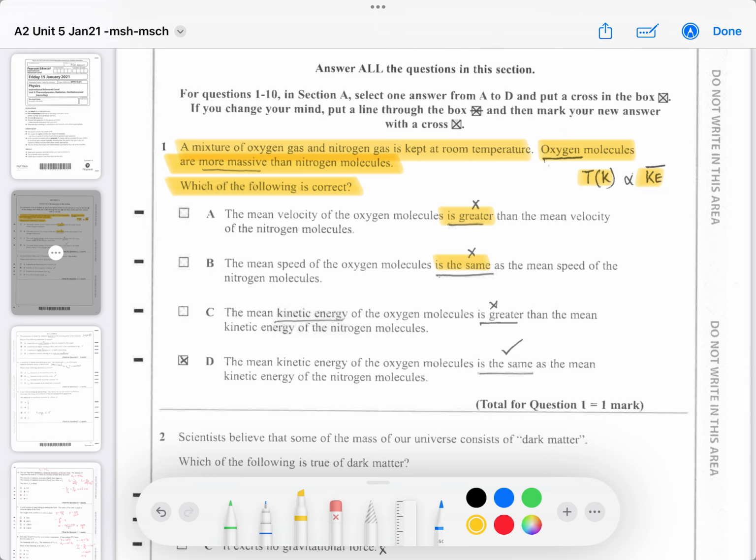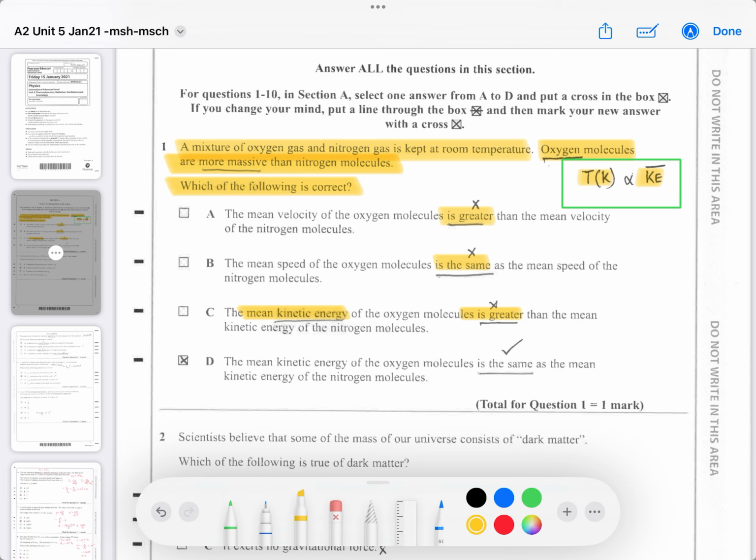And the third one, they want you to say that the mean kinetic energy of the oxygen molecules is greater. No, the mean kinetic energy is proportional. That's what I've written at the top. The mean kinetic energy is directly proportional to the temperature in Kelvin. This will be somewhere on your formula sheet. So that's the underlying principle. So this one is wrong in terms of this equation which I've just highlighted.